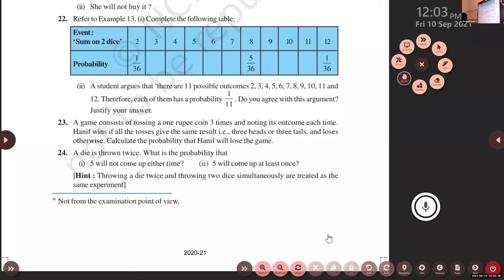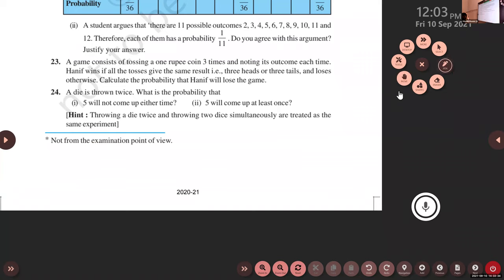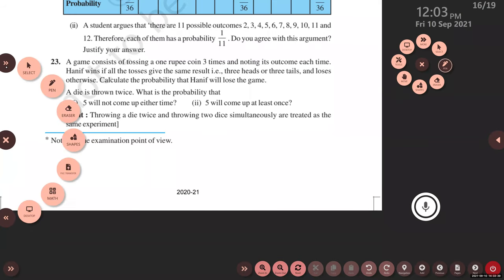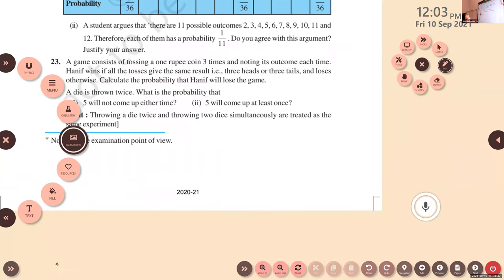Question 23. A game consists of tossing a 1 rupee coin 3 times and noting the outcomes. If we toss a 1 rupee coin 3 times, what will be the outcomes? Akhlam, think. Suppose we are tossing a coin 3 times. What are the possible outcomes?